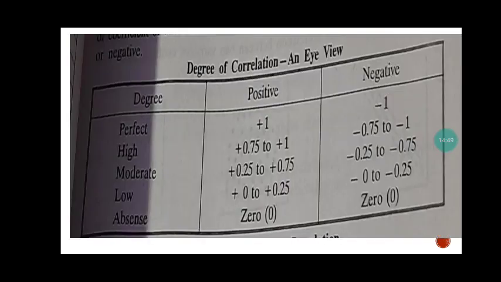In the next lecture we are going to deal with the methods of calculation of correlation, and we would start with Karl Pearson's coefficient of correlation.